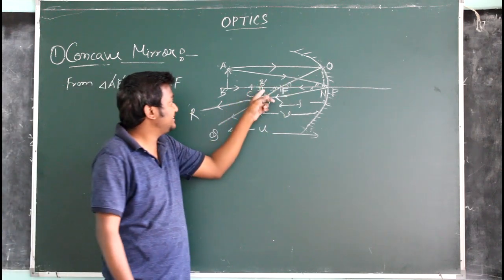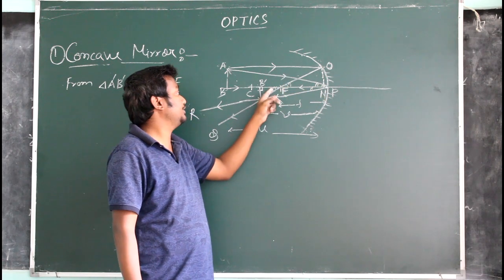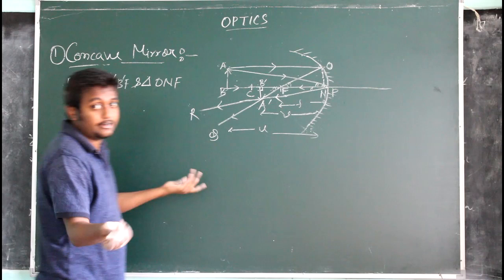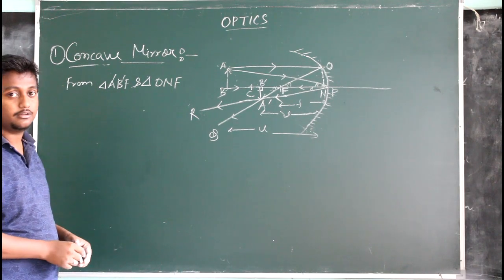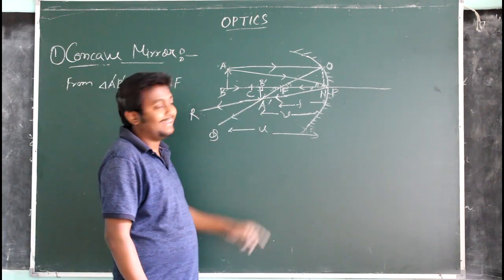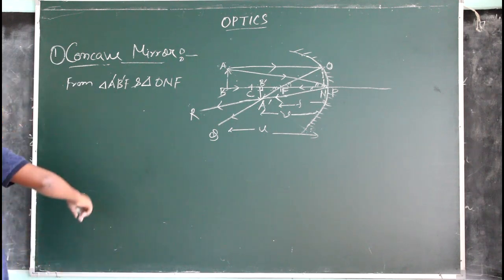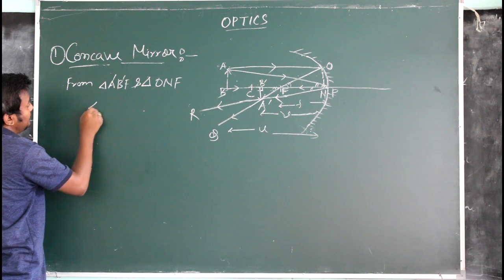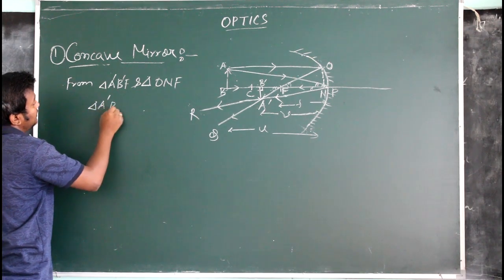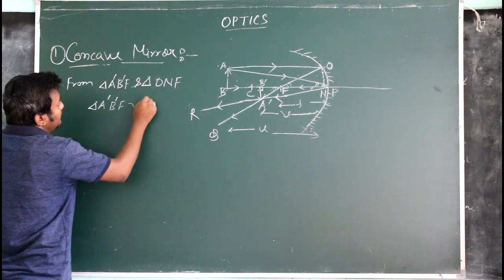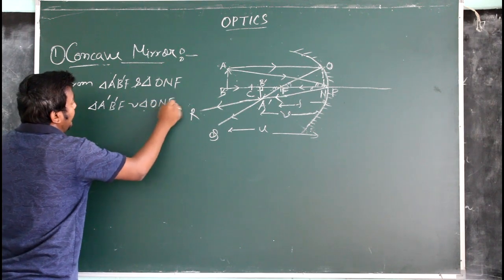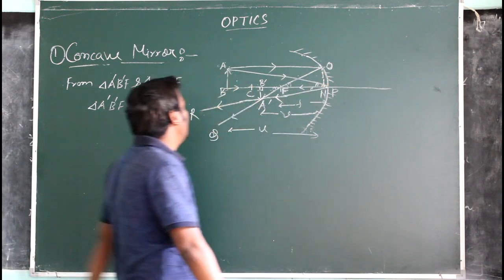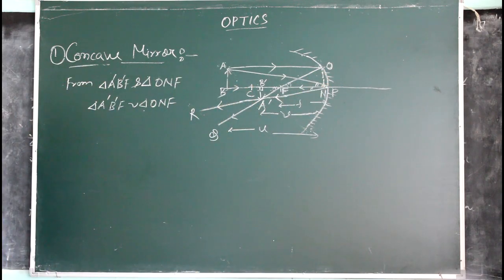This angle equals this one. Two angles are equal. If two angles are equal, then the third angle is also equal. So by angle similarity, these two triangles are similar. That means triangle A dash B dash F is similar to triangle ONF.